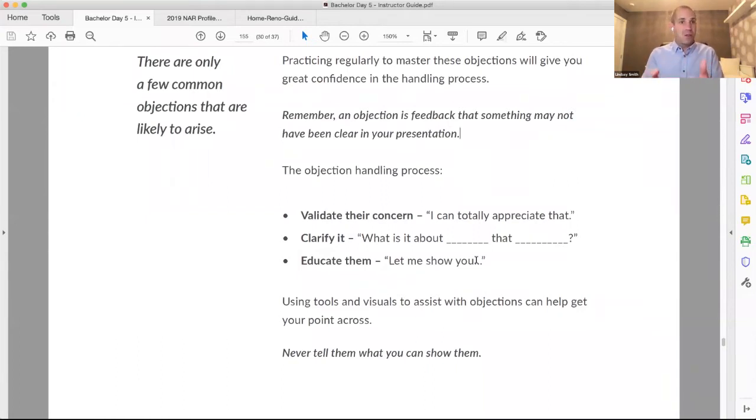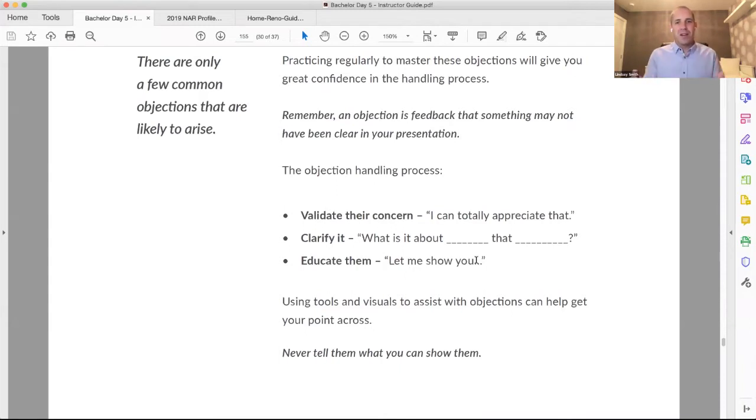So it's okay to not agree with it. Their beliefs may be unfactual and not based off of fact, but you have to say, I can totally appreciate where you're coming from with that. So if someone says, hey, can you do it for less? And say, I can totally appreciate that. The next step, so the first step is validate their concern.